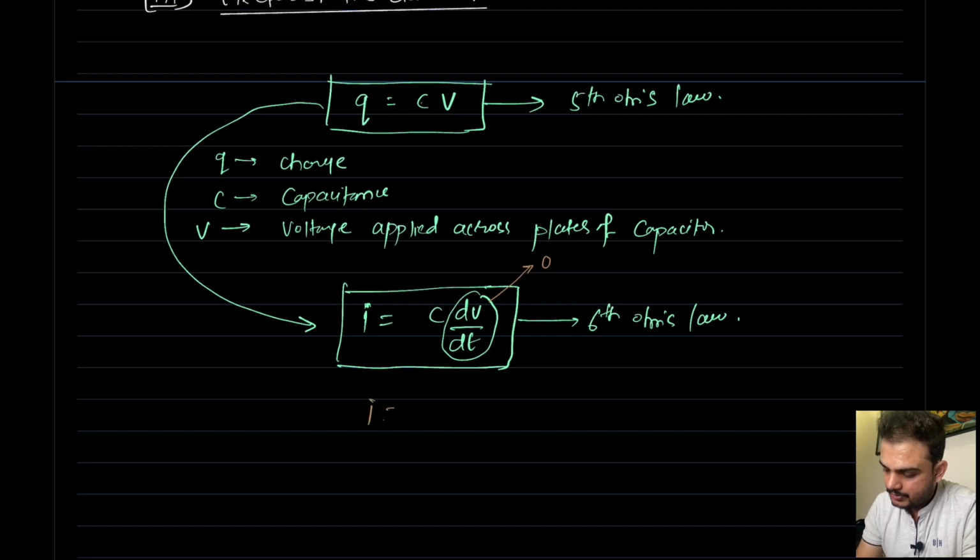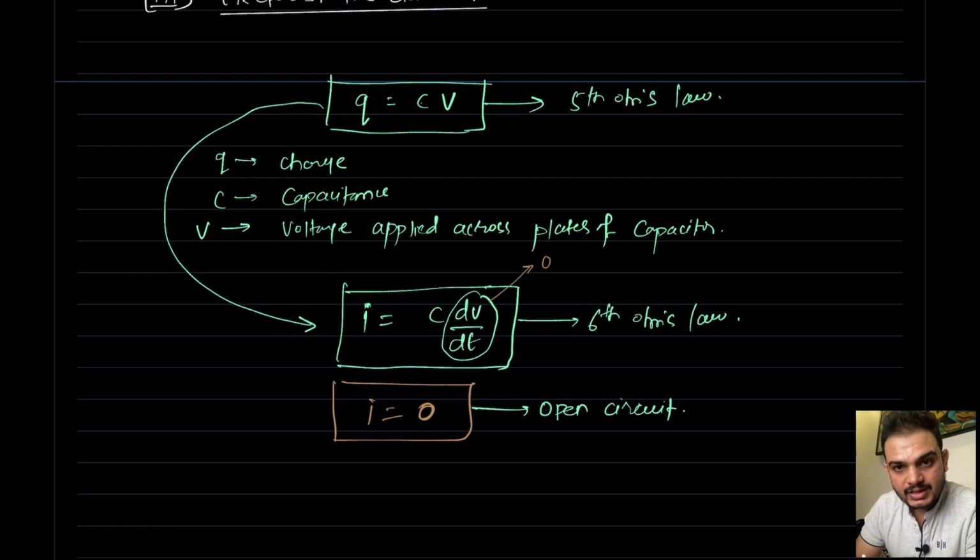So my current will become what? 0, because this whole quantity becomes 0. Now how to represent zero current in the circuit? By representing it with an open circuit. That is the reason when we give DC supply to the capacitor, the capacitor will get open circuited, right? My capacitor will get open circuited if I give DC supply. But for the inductor, if I give DC supply, it will get short circuit.